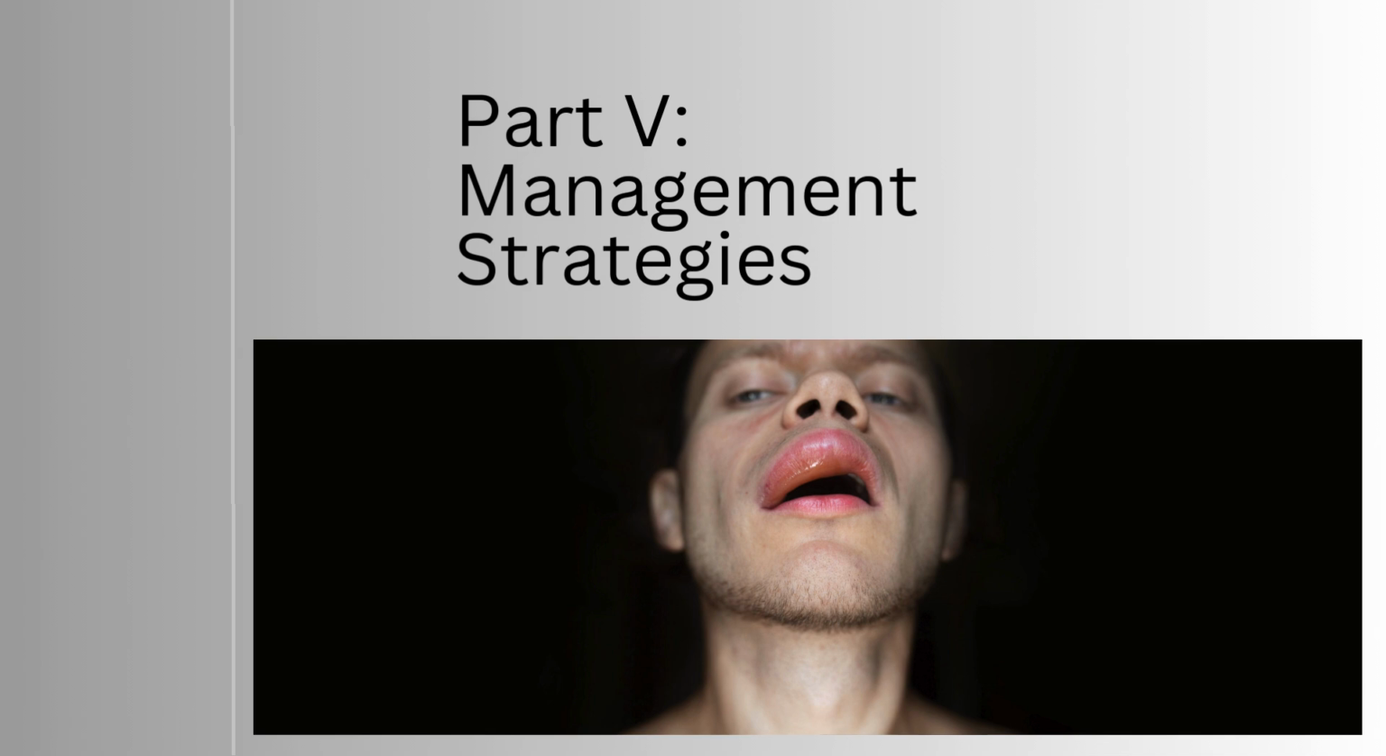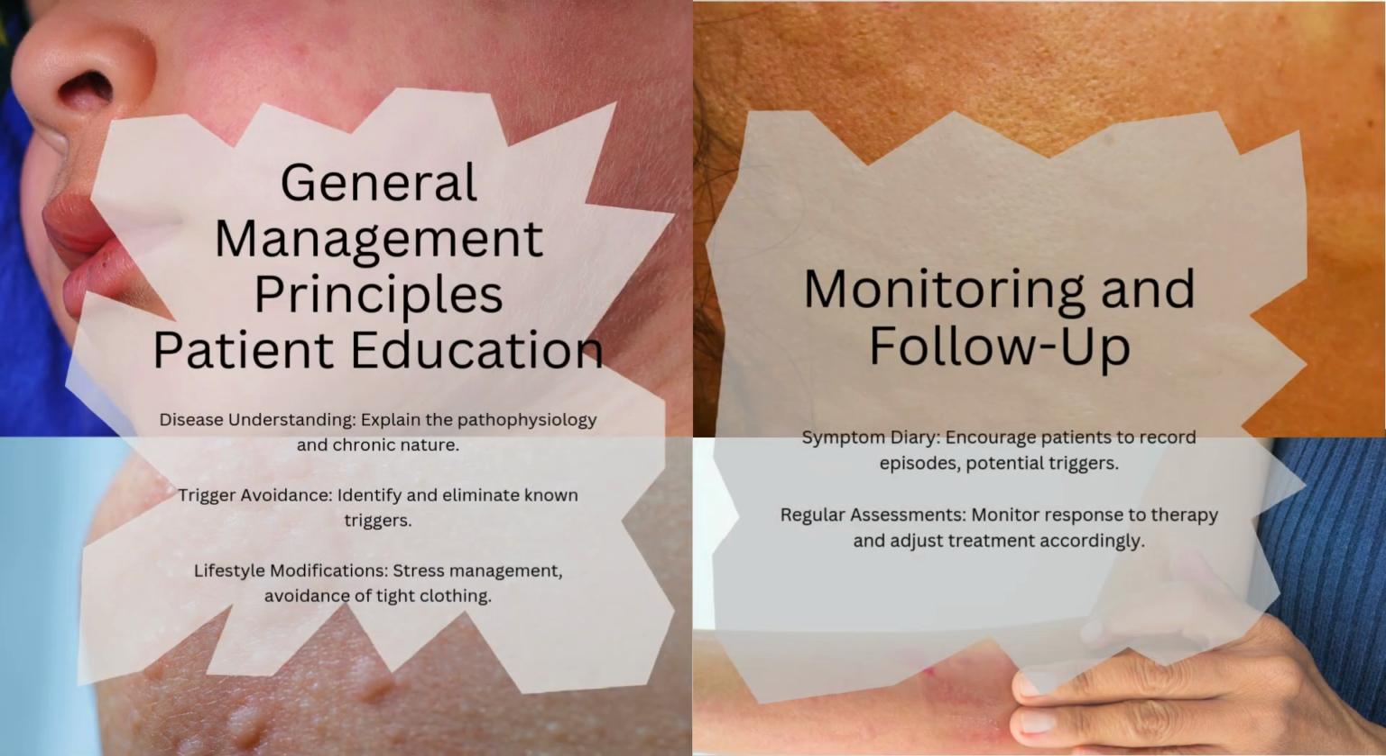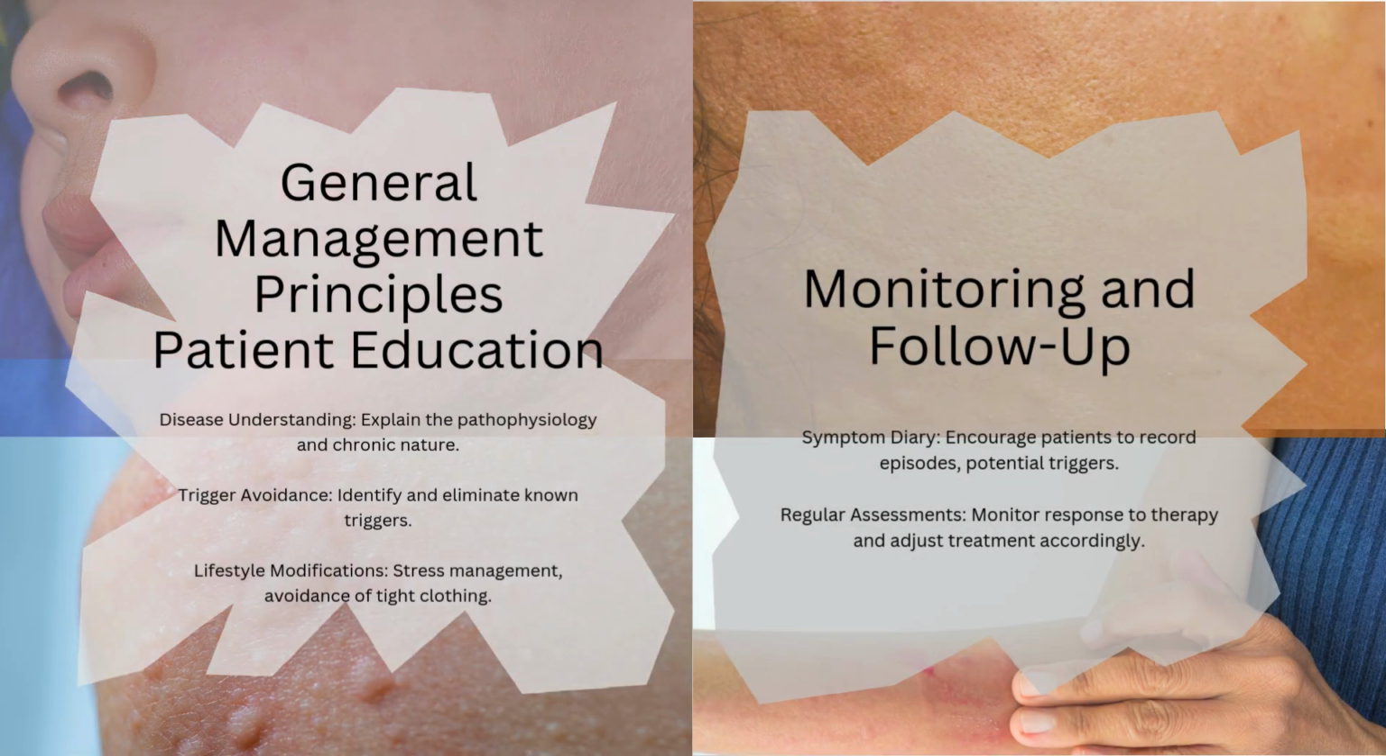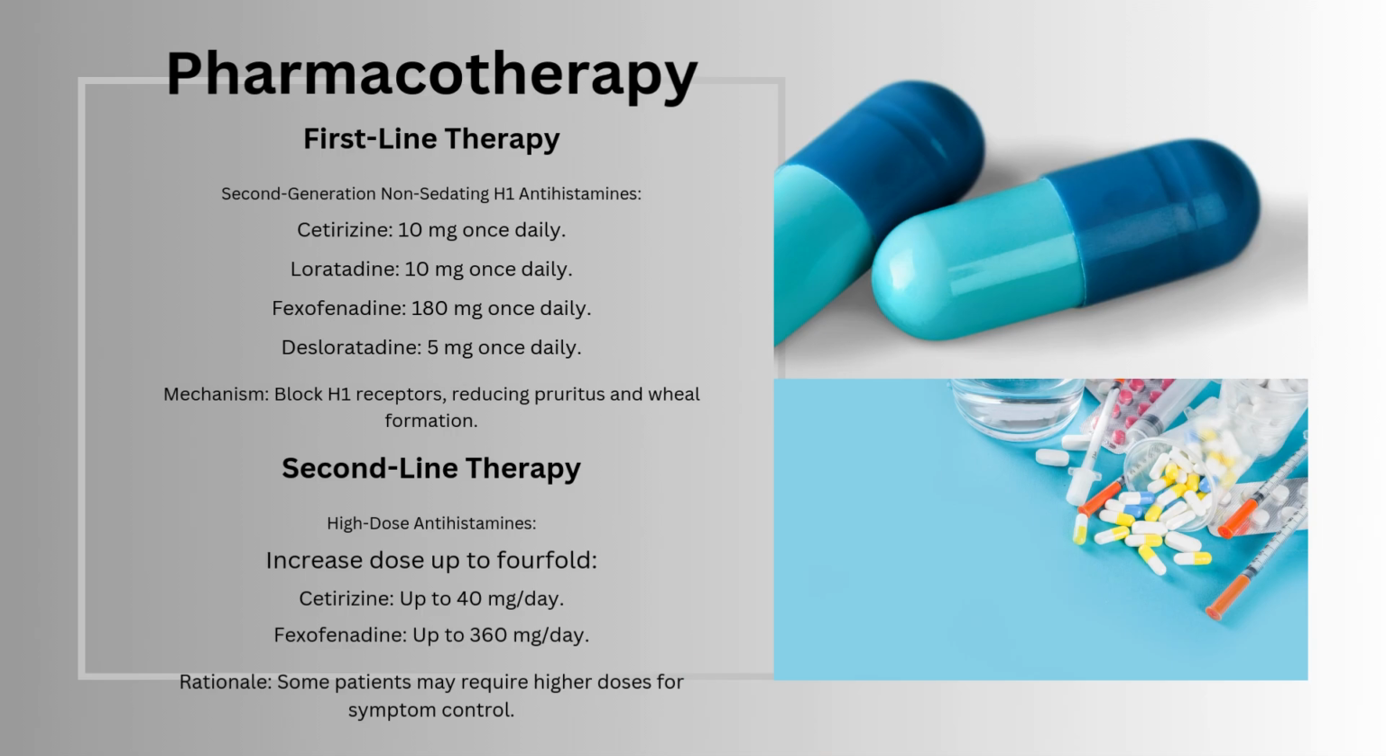In this segment, we will explore the pharmacotherapy and management strategies for urticaria and angioedema, delving into the intricacies of treatment, step by step. Let's begin with first-line treatment. The foundation of treatment is the use of second-generation non-sedating H1 antihistamines. These medications are highly effective and preferred due to their minimal sedation and anticholinergic effects.